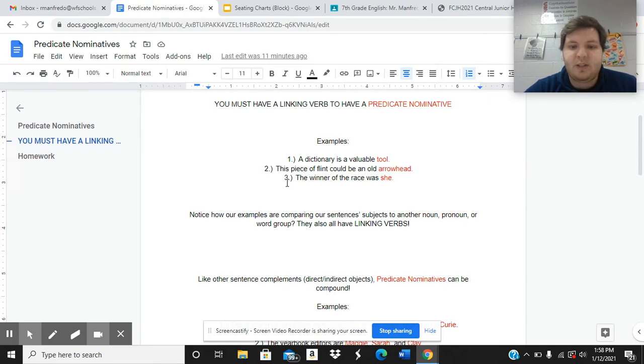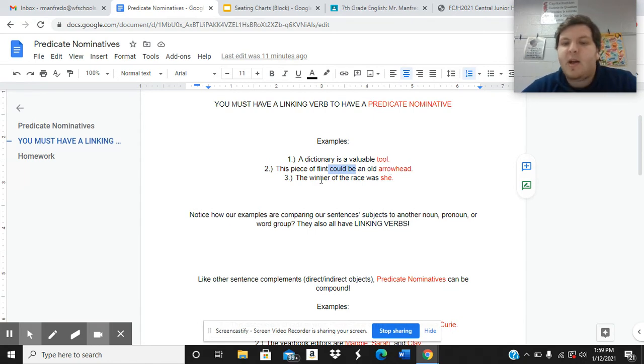Sentence two, this piece of flint could be an old arrowhead. We have our verb phrase right here because we have a helping verb attached to it, but it is linking. It's a state of being. The word be is a linking verb. And so we are saying piece could be arrowhead. Since this is the noun that we are comparing the piece of flint to, arrowhead is obviously our nominative. Like I said, it has to be a noun or a pronoun, and so that makes it a little bit easier if you're looking for it in the sentence.